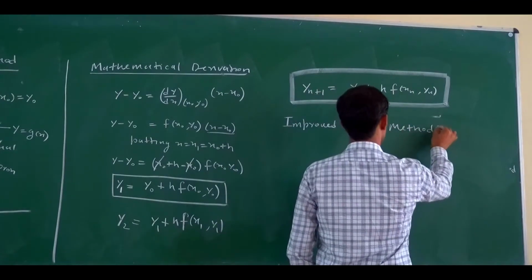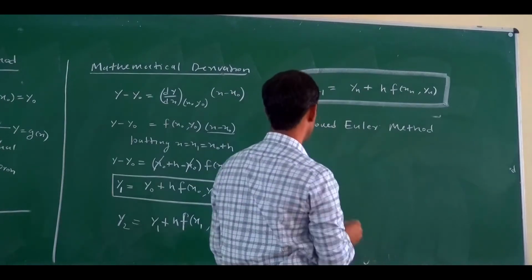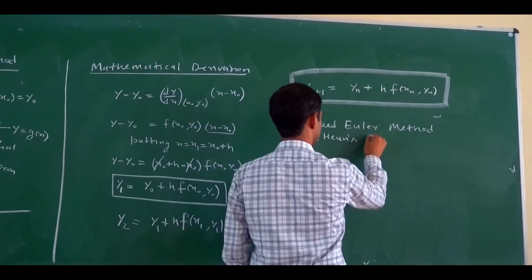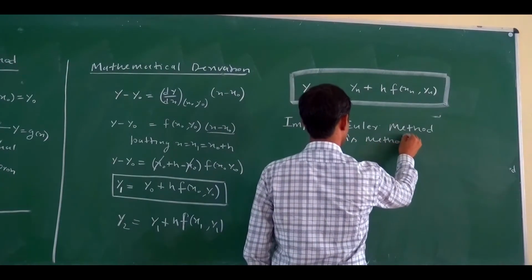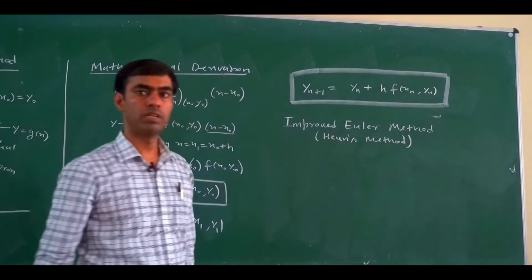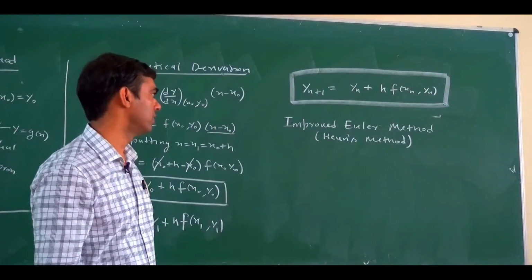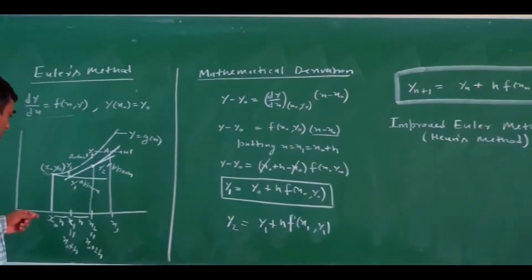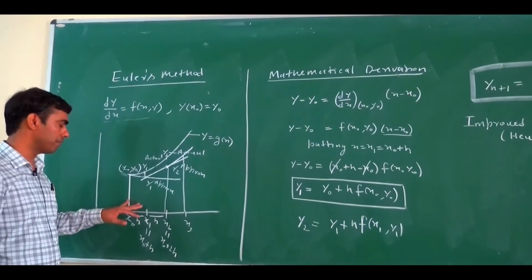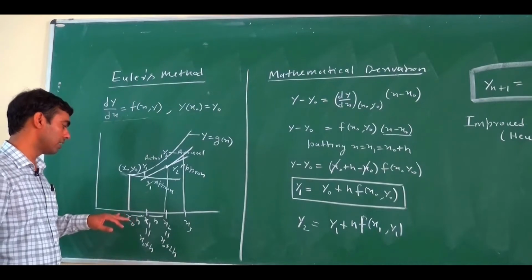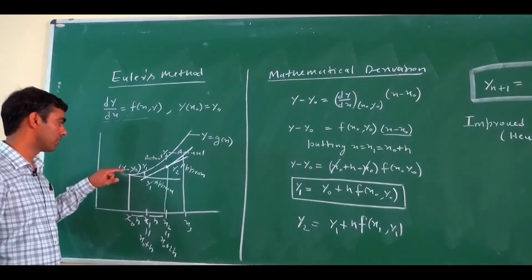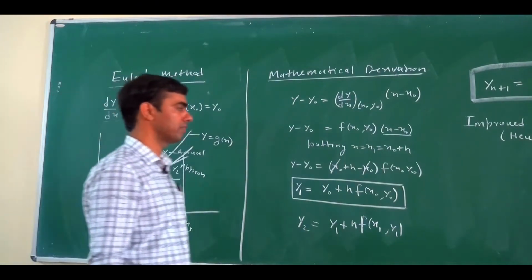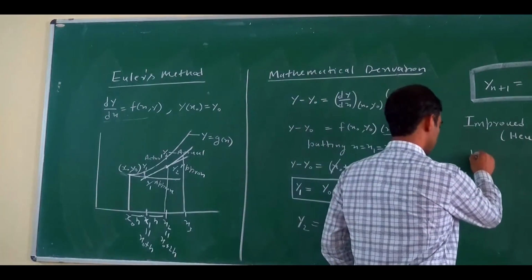The improved Euler method is also known as Heun's method, because this one was modified and improved by Heun. Due to this reason, this one is called Heun's method. Now what happens in Heun's method? Heun finds the average slope of the tangent at (x0, y0) and at (x1, y1). What is the meaning of this?